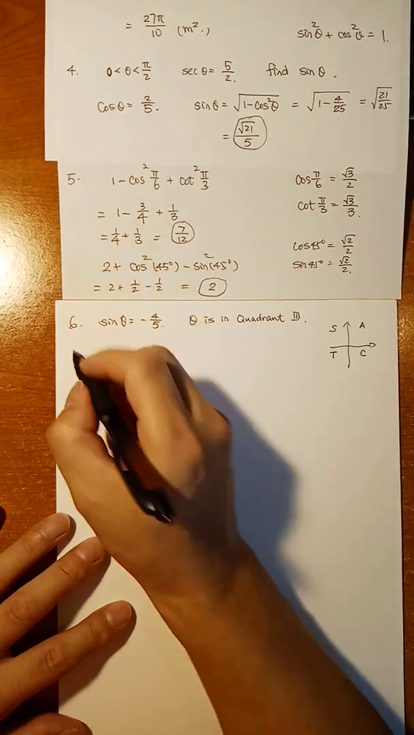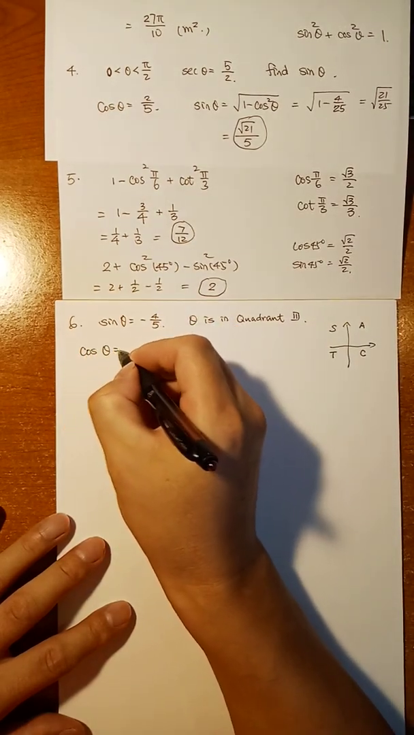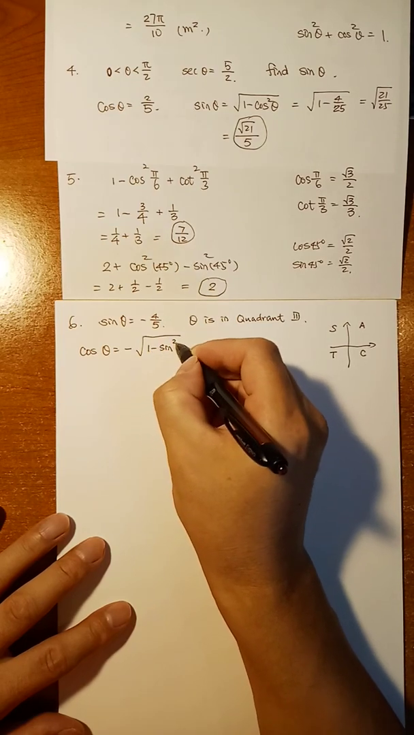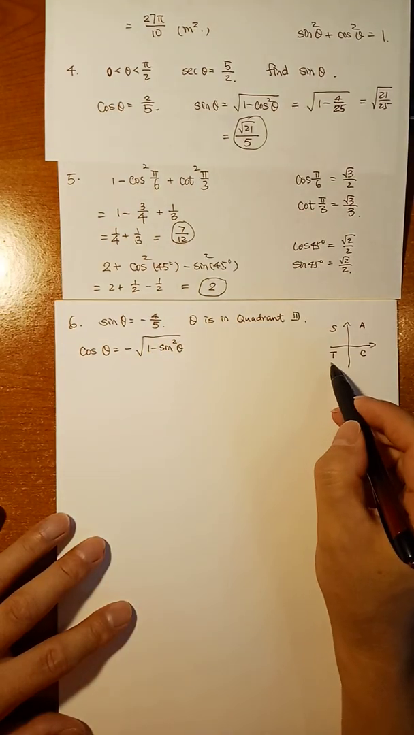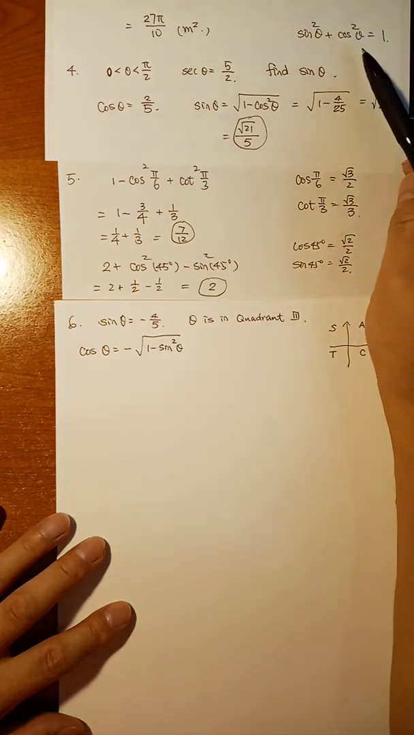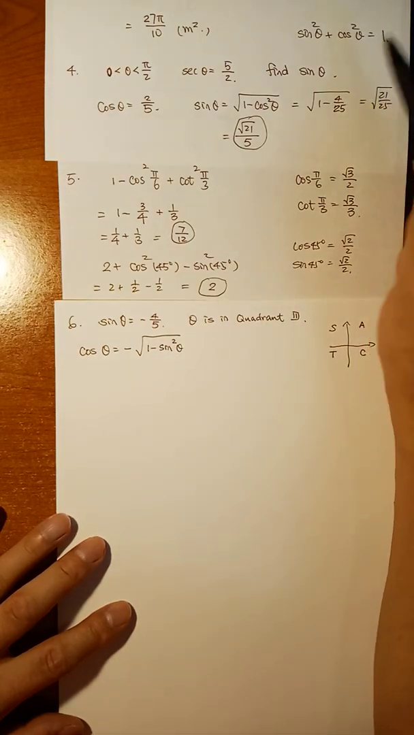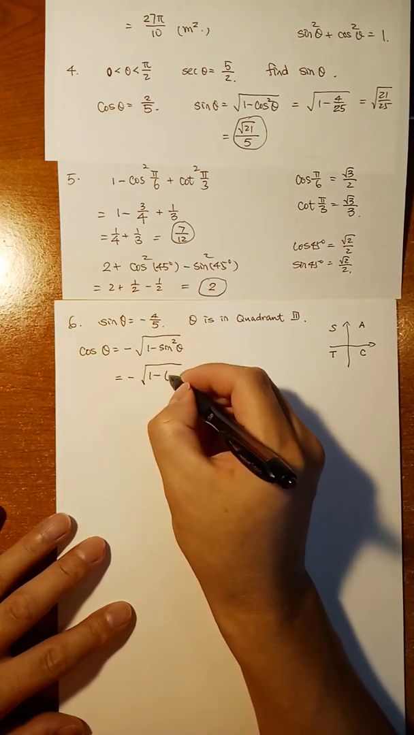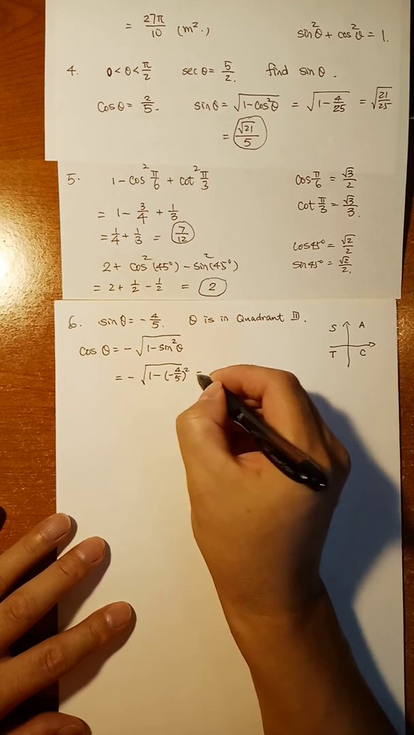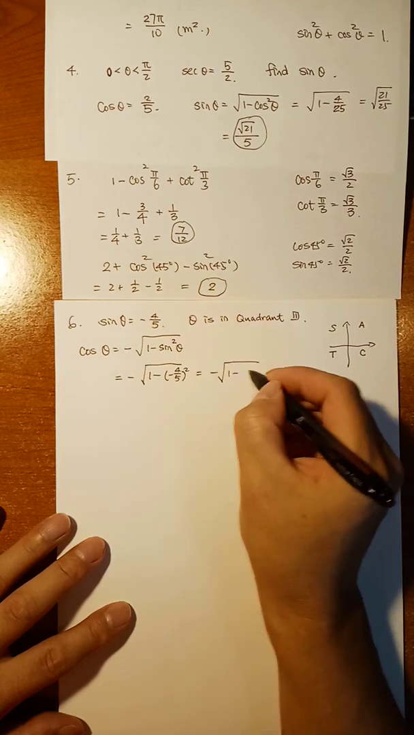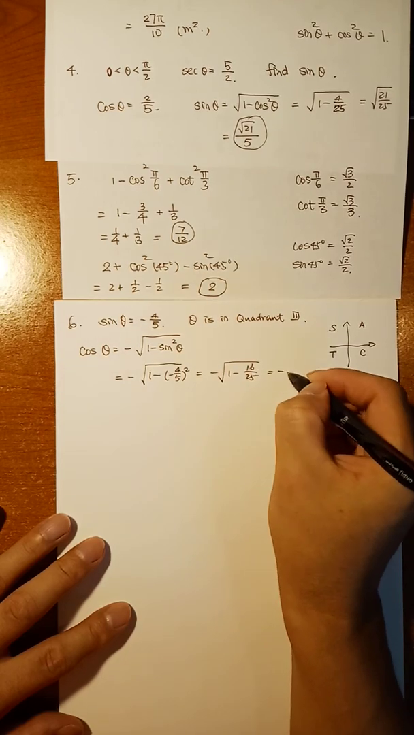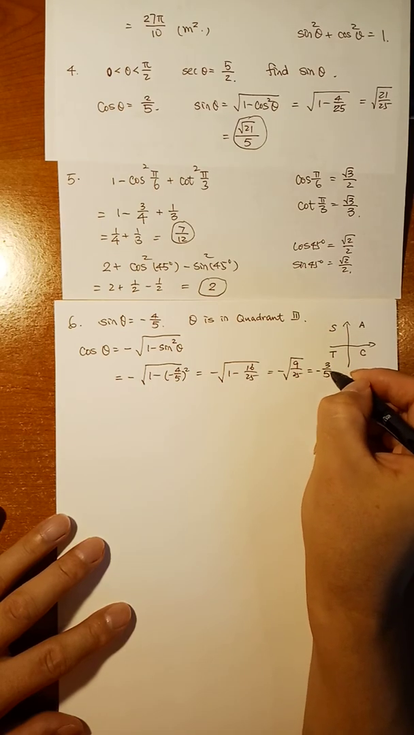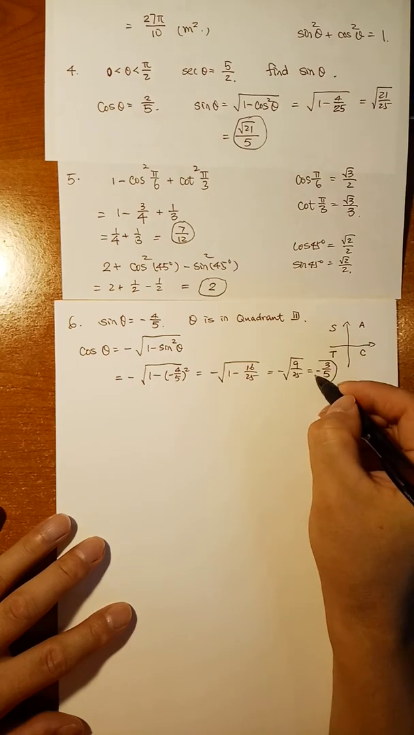So here you will get cosine theta is equal to negative square root of 1 minus sine theta squared, because cosine is negative in quadrant 3, and this formula still comes from the basic identity. So it's negative square root of 1 minus negative 4 over 5 squared, negative square root of 1 minus 16 over 25, which is 9 over 25. It's negative 3 over 5. So cosine is negative 3 over 5.